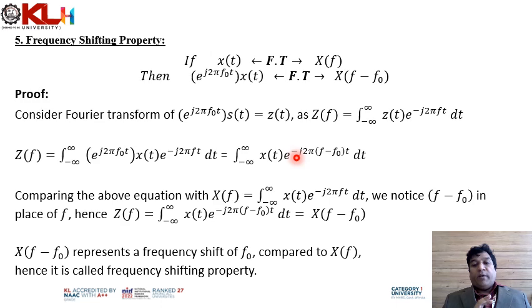So we are going to get e power minus j 2 pi (f minus f naught). Now if we simply compare this equation with the regular Fourier transform, which is the integral of x of t e power minus j 2 pi f t dt, we can see that in the place of f we have f minus f naught. So this above integral is simply capital X of f minus f naught, and hence we have proved the property. So if we take the Fourier transform of the signal e power j 2 pi f naught t multiplied by x of t, we are getting capital X of f minus f naught.